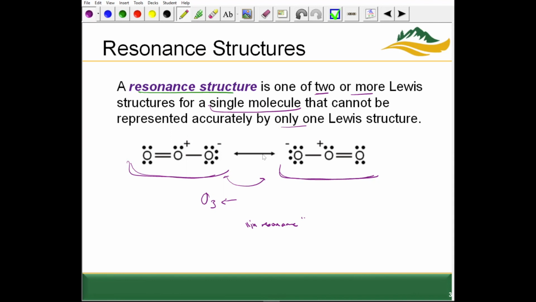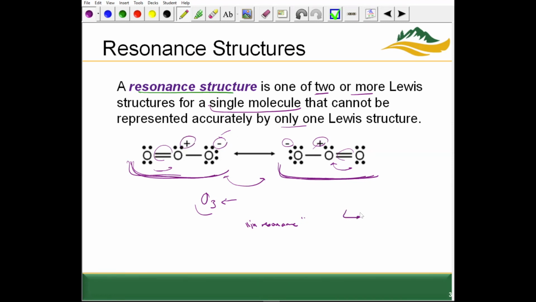If we covered this one up and just looked at this one, it does not accurately represent a molecule of ozone. Instead, this is an accurate Lewis structure, but this is an accurate Lewis structure as well. First the double bond between these two O's, then the double bond between these two O's, negative formal charge, positive formal charge, negative formal charge, positive formal charge.